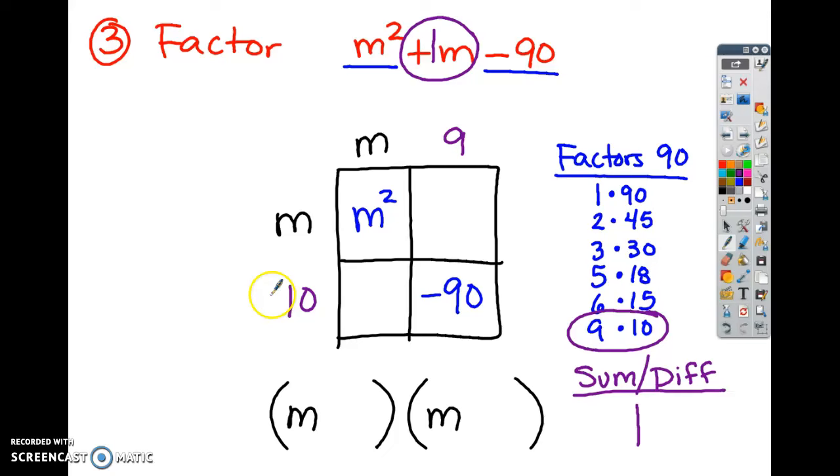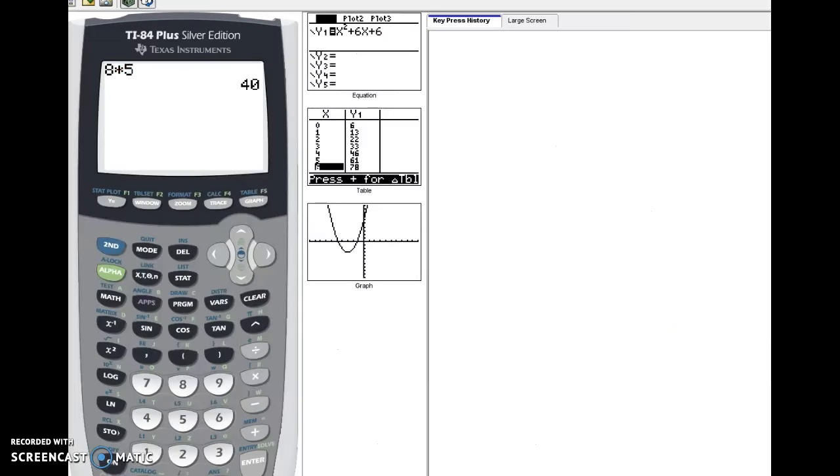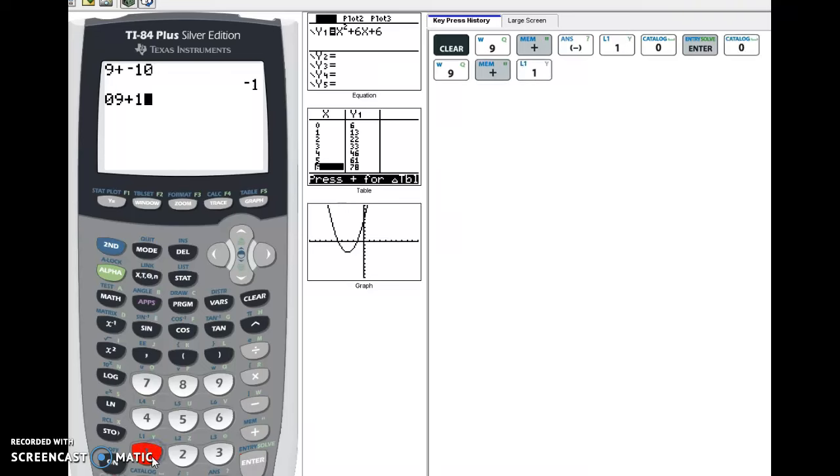But let's go ahead and put that in the calculator. If you put positive 9 plus a negative 10, that gives you a negative 1. I don't want a negative 1. But if I do negative 9 plus 10, oops, negative 9 plus 10, can't do this.